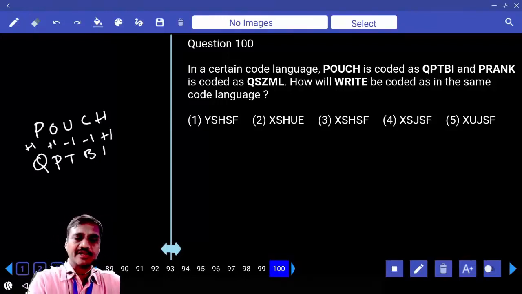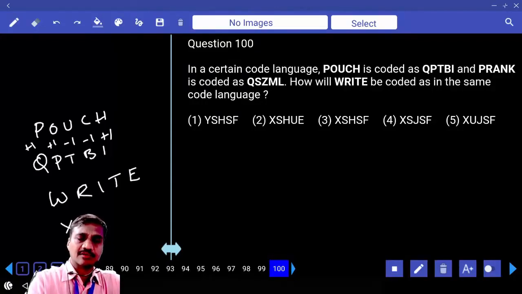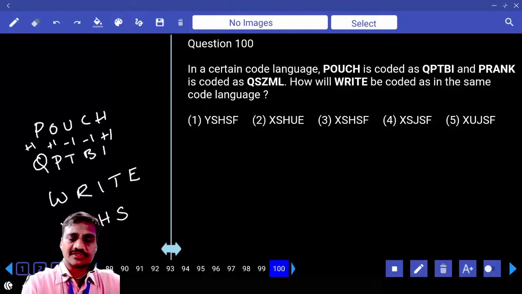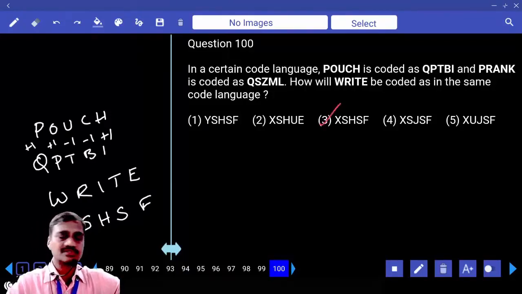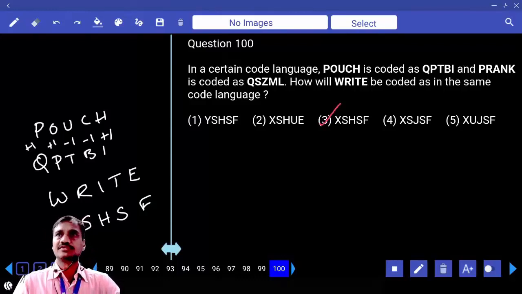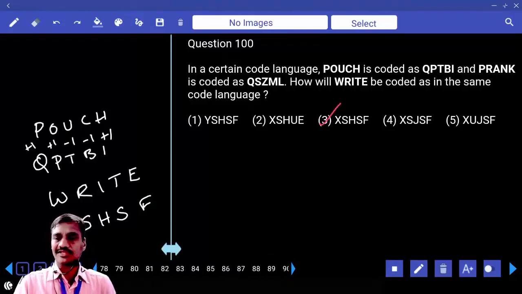Then how will right be coded in this one? Now in this word right, W plus 1 is X, R plus 1 is S, I minus 1 is H, T minus 1 is S, and E plus 1 is what? F. X, S, H, S, F. And choice 3 is the answer for 100. Done with this? Then anything else left over in this paper?